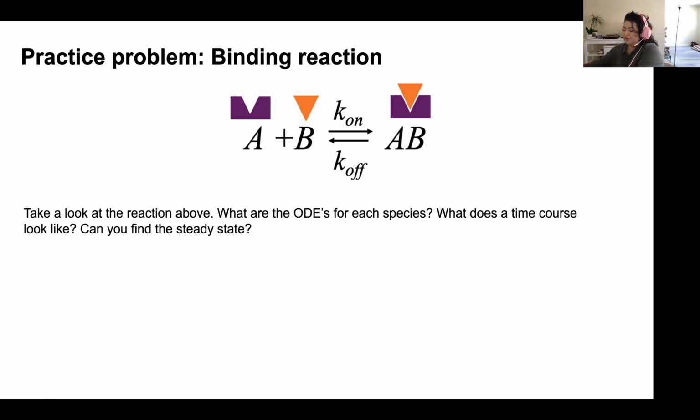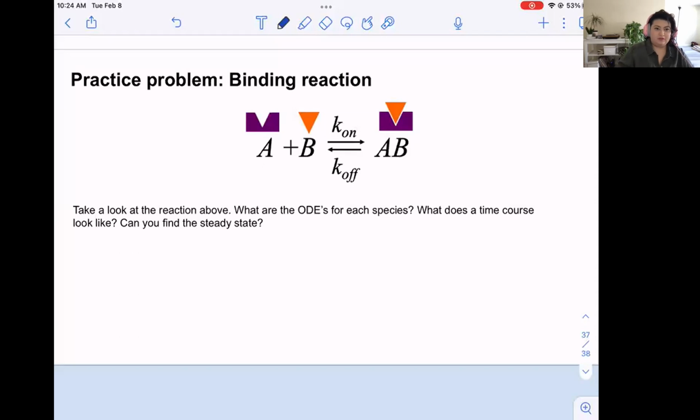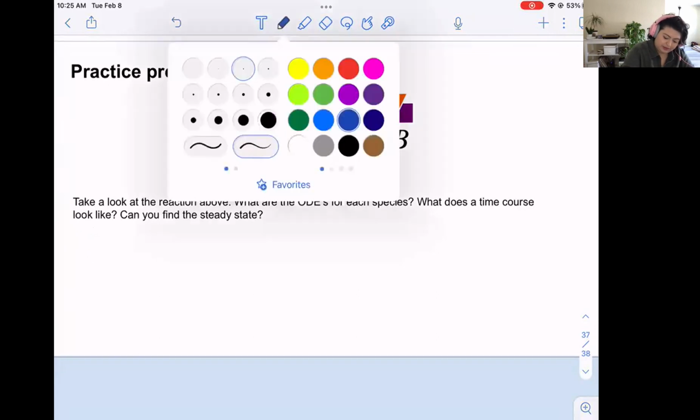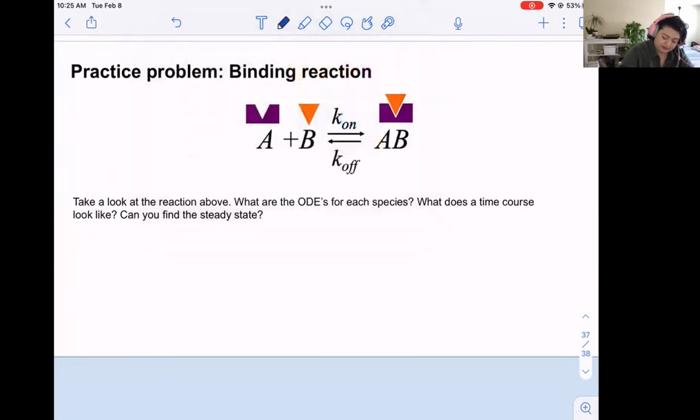So I should probably switch devices just so we can write the ODEs together. So I just want to write the ODEs so that we can write them together, and then you can have these in the future. Okay. So what do these reactions look like? So let's start with A, the differential equation for A. dA dt. I think I need to make the pen thinner. Let's try it. dA dt.